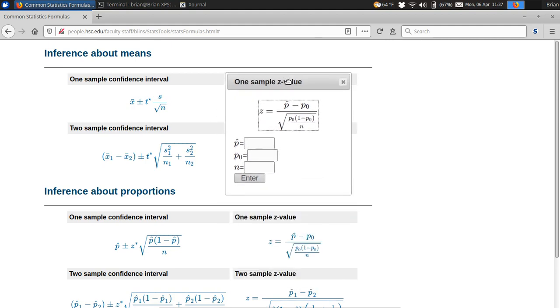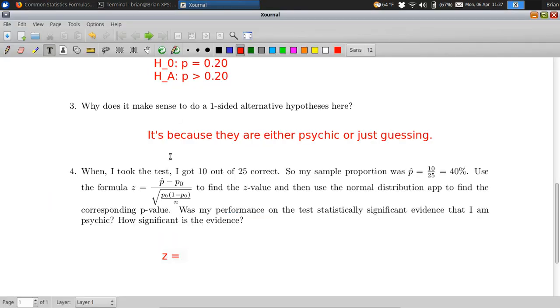Okay, I've got all the numbers I need. My p hat was 40%. The p0, the null hypothesis, said that I should have only been right about 20% of the time. And there were 25 tries. There were 25 times when my cousin held up a card and I read his mind and said what it was. And so my z-value is 2.5. Let me write that down. Z is 2.5. And if you remember what a bell curve looks like, what we have here is a bell curve, and I'm 2.5 standard deviations above average.